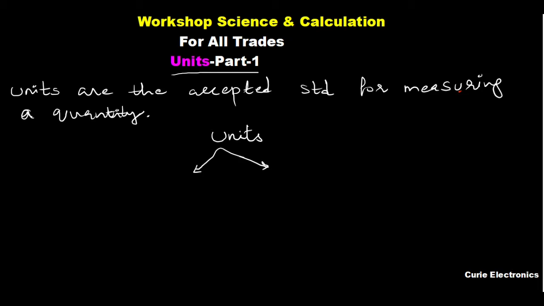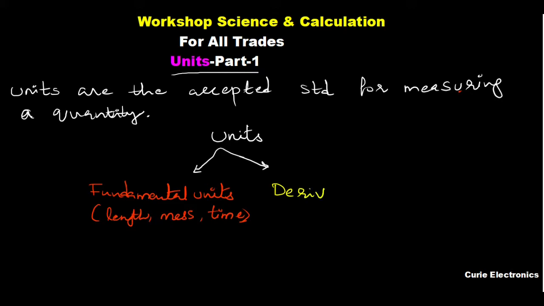Now, we can classify these units into two categories: fundamental units and derived units. Fundamental units, all of us know, are length, mass, and time. From the fundamental units we can derive some other units. Those units are known as derived units.